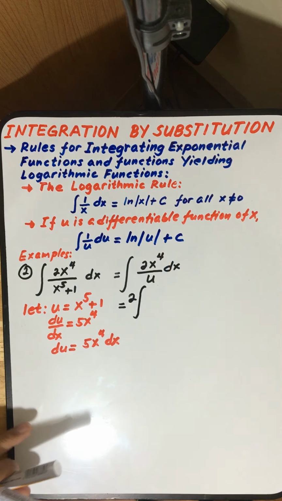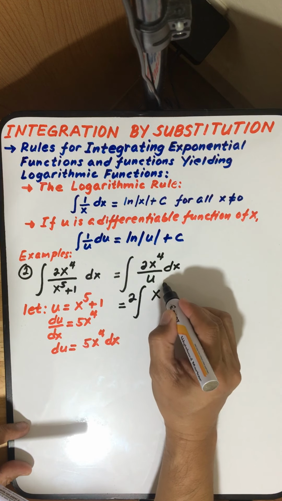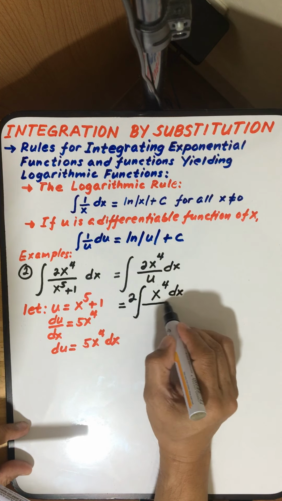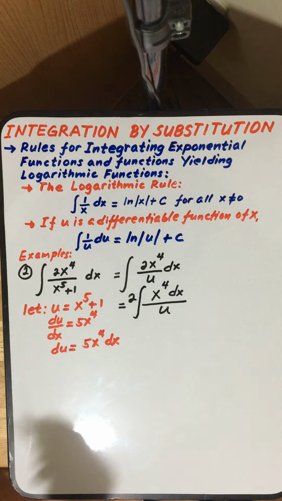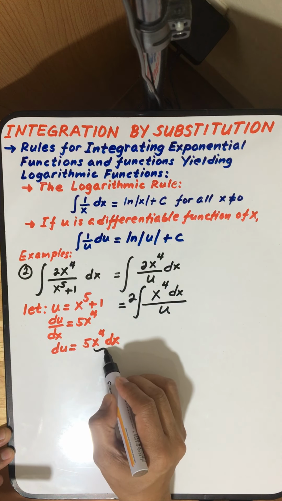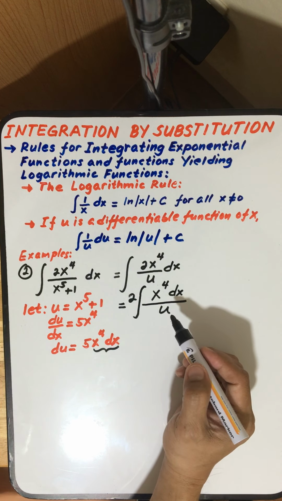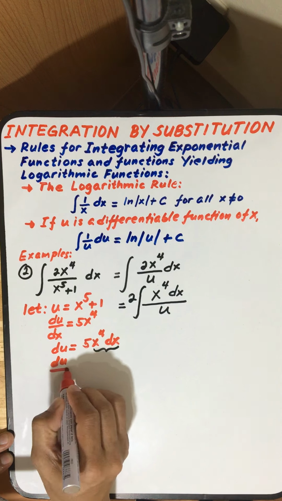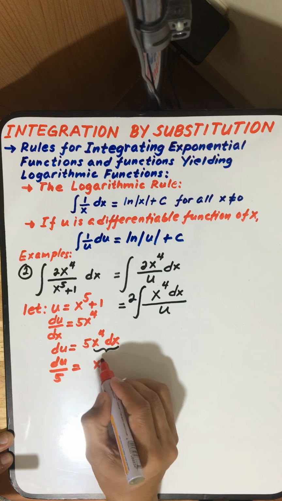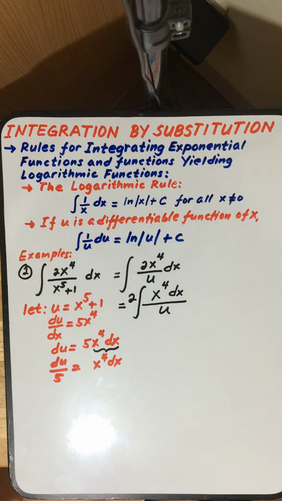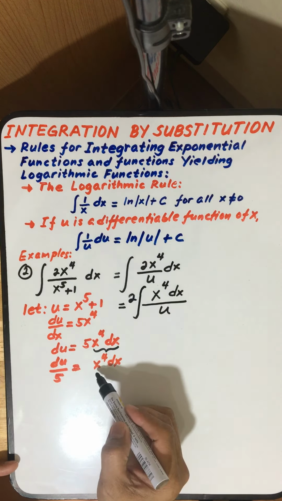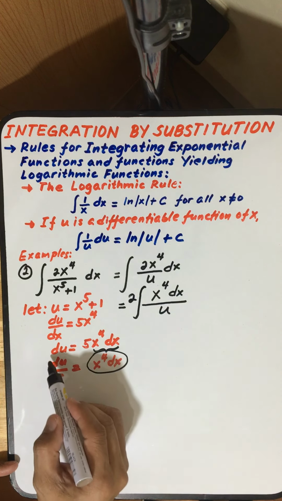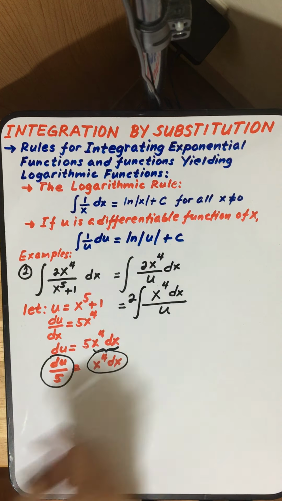So this is x to the power 4 dx, then divided by u. Now in our result, when we find du, we already have x to the 4th times dx. So to solve for x to the 4th dx, we will divide both sides by 5. So dividing this by 5, we have x to the 4th dx equal to du over 5. Okay, so this is exactly what we are looking for, right? We have here x to the 4th dx, x to the 4th dx. So we have solved this, and this one is equal to du over 5. So we have to replace this with du over 5.